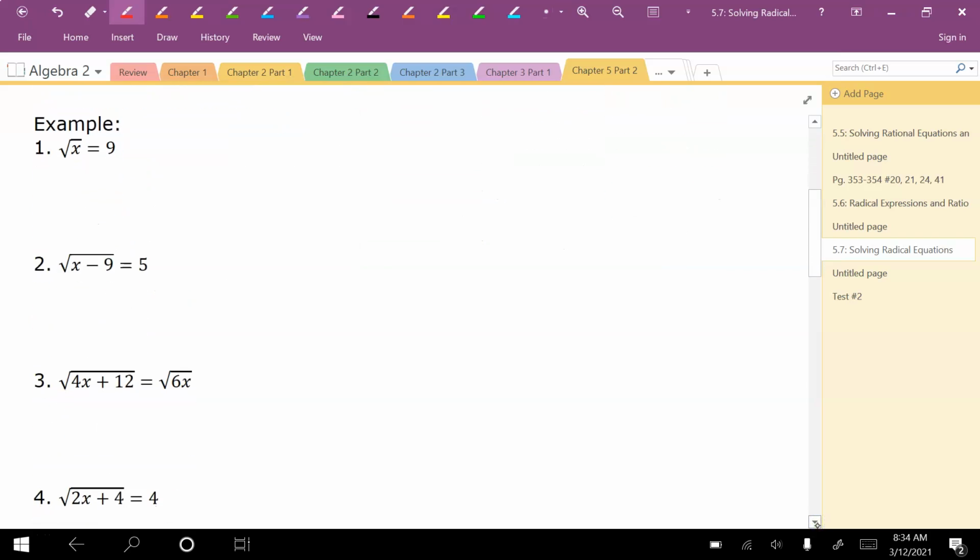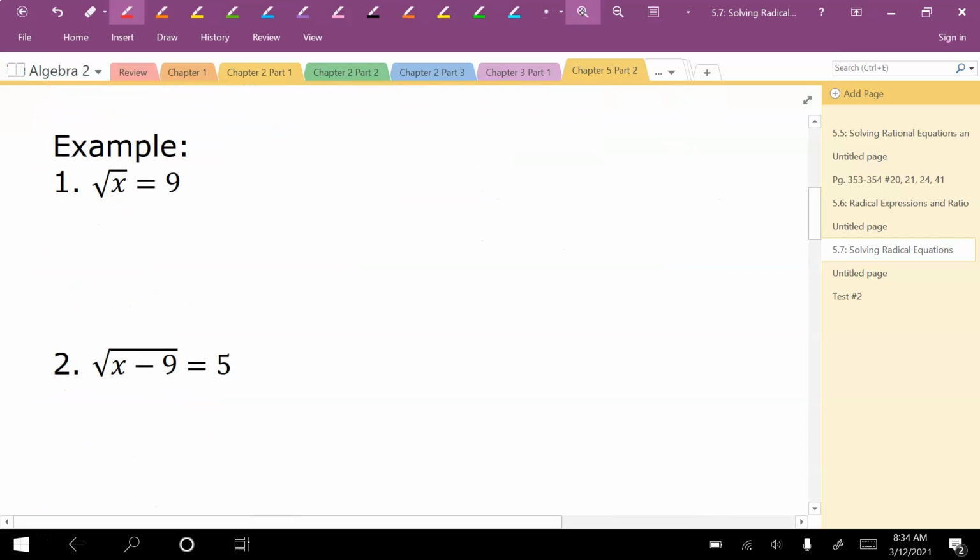So starting with this first one, it says the square root of x equals 9. Since it's a regular square root, we're going to square both sides of our equation. So we're going to square the left side and we're going to square the right side. When you square something underneath the square root, those two things undo each other. And so that's how we get x to just come out and there's no more radical sign.